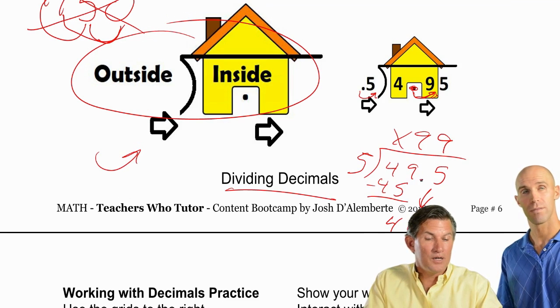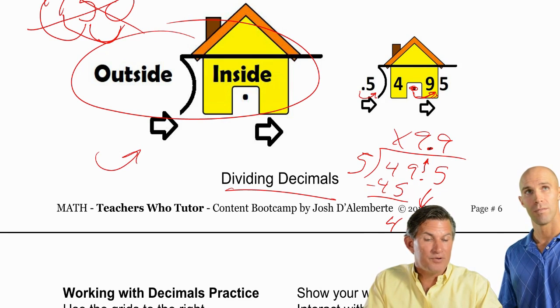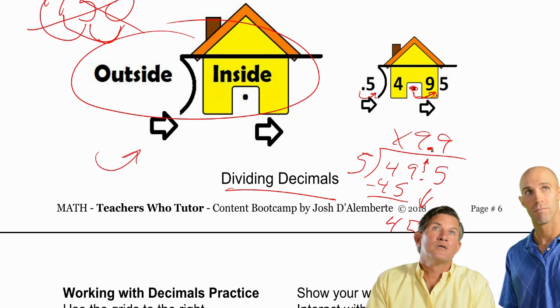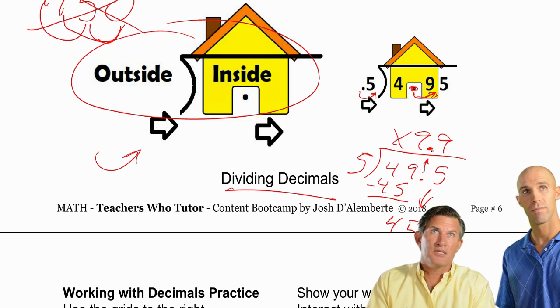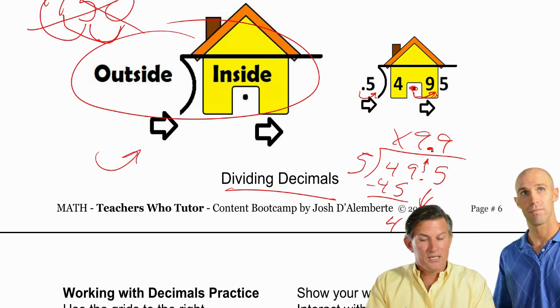9 times. So this decimal has got to come up. I should have done that first. So it doesn't go 99 times. It does go 9.9 times.